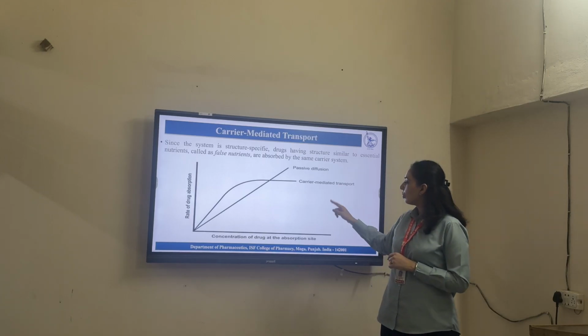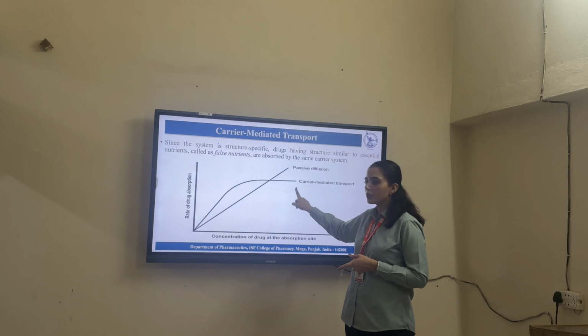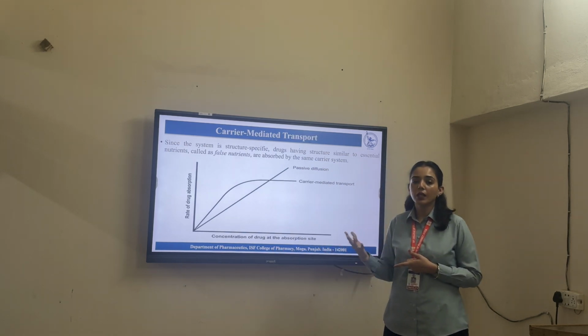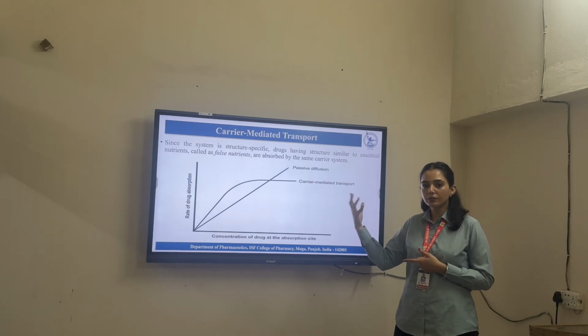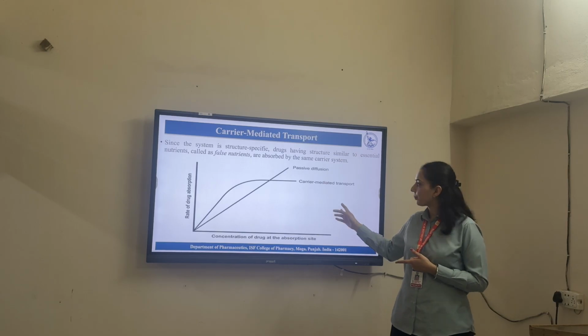So this graph shows that carrier-mediated transportation is dependent on the concentration of the carriers. So after some time, this process becomes saturated.